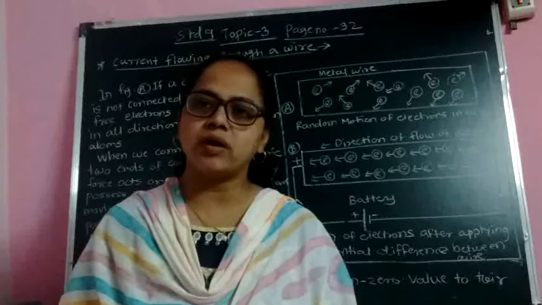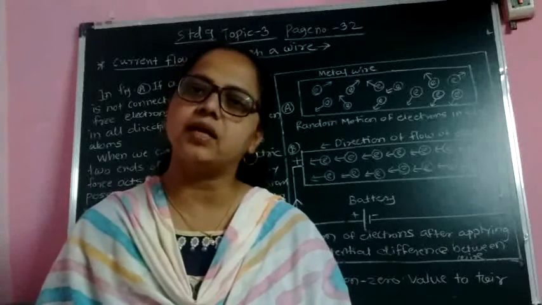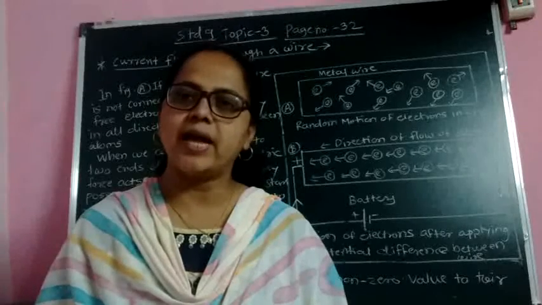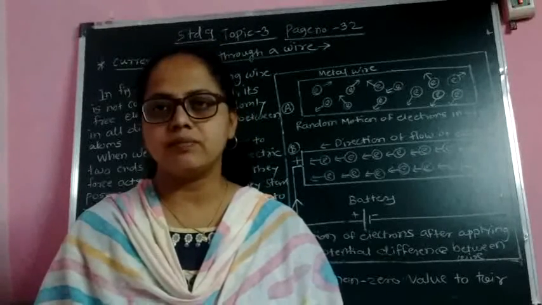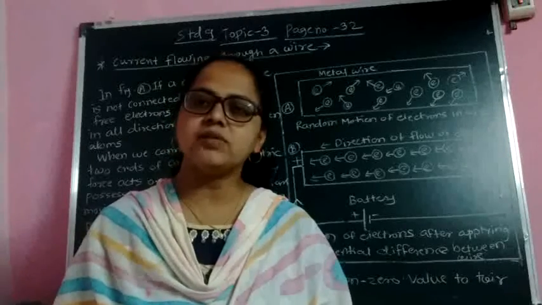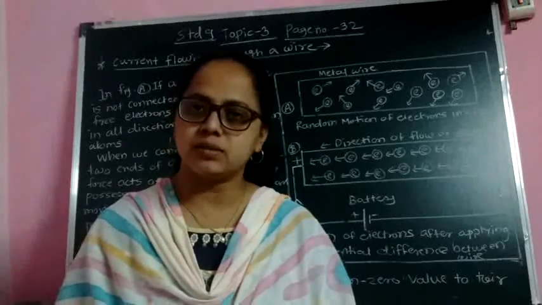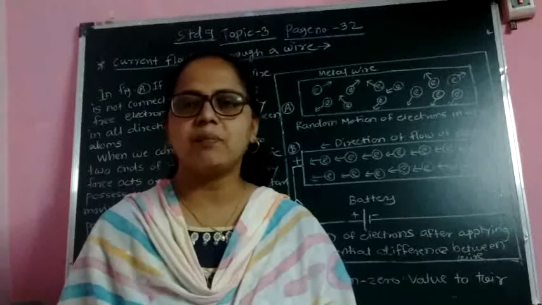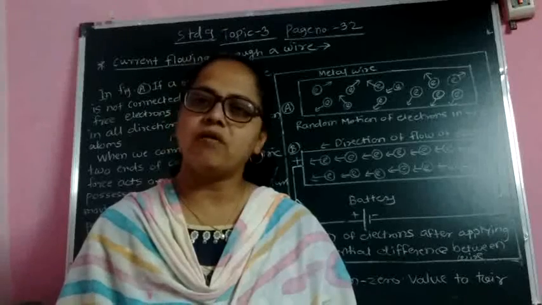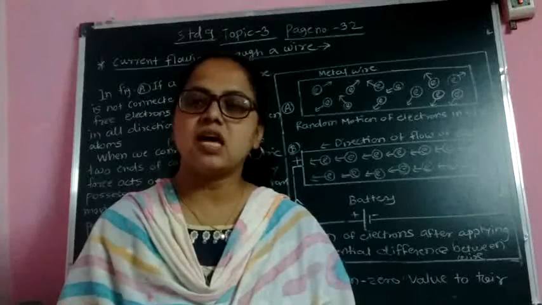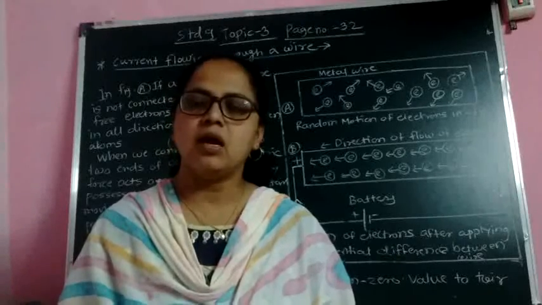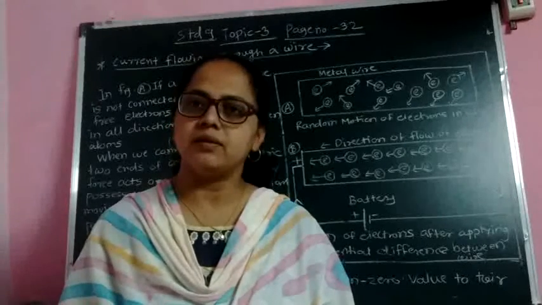Why are copper wires or aluminum wires used for electric conduction? Because copper and aluminum are metals, and they contain a large number of free electrons. We have seen what is meant by free electrons. The electrons present in the outermost shell of a metallic atom are called free electrons. These electrons move here and there randomly inside the metal.